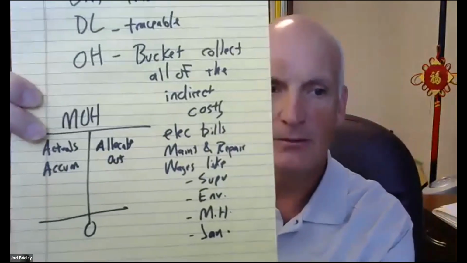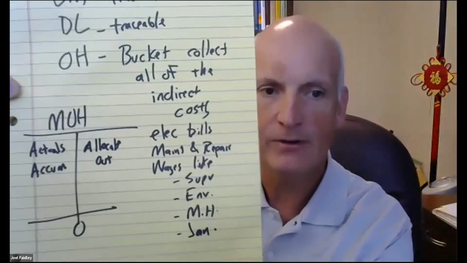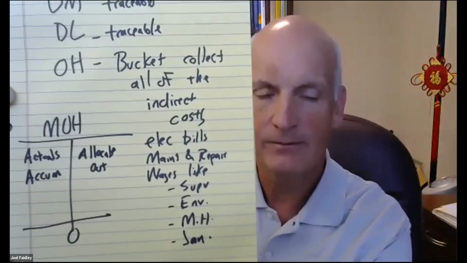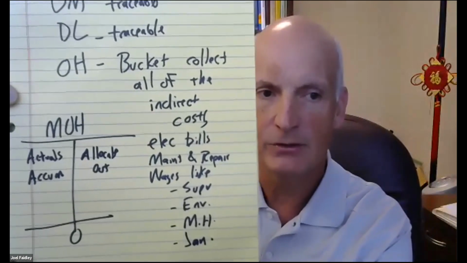So what you see there with my T account here, manufacturing overhead, on the left is your debits, right? I need to put that there. The right side is your credits.